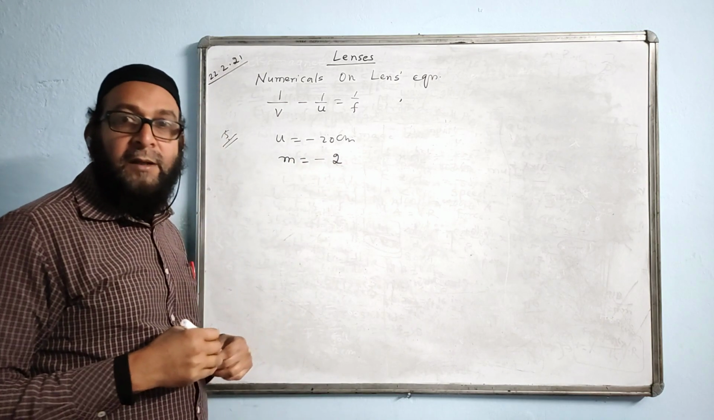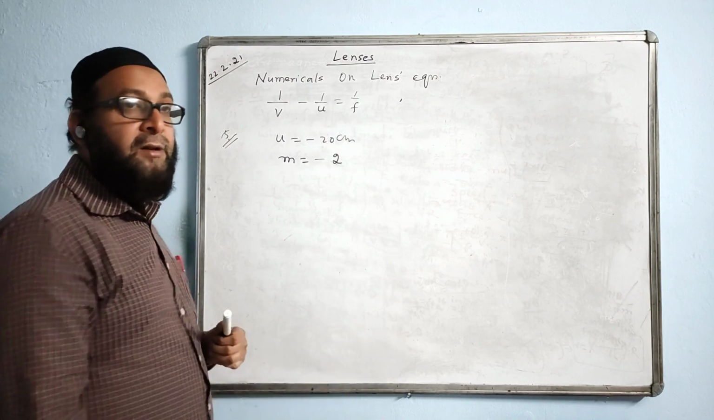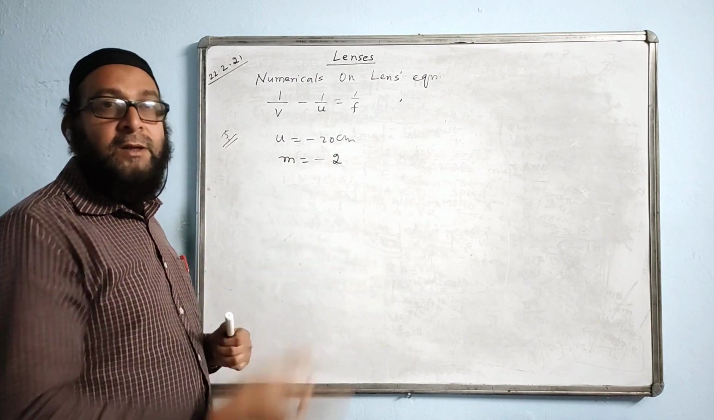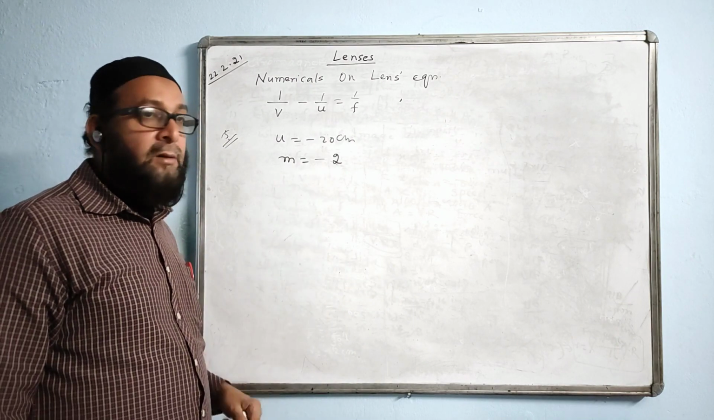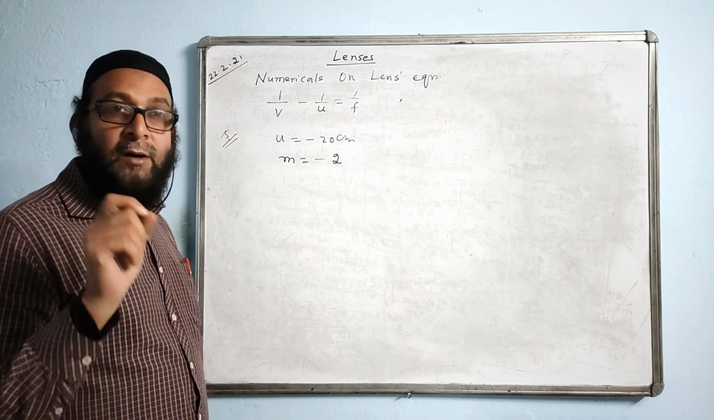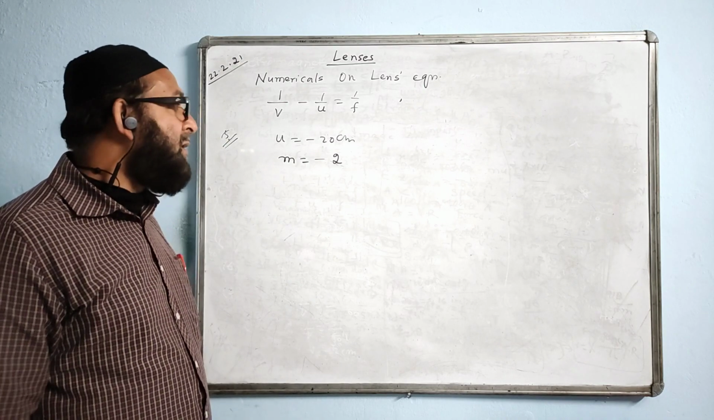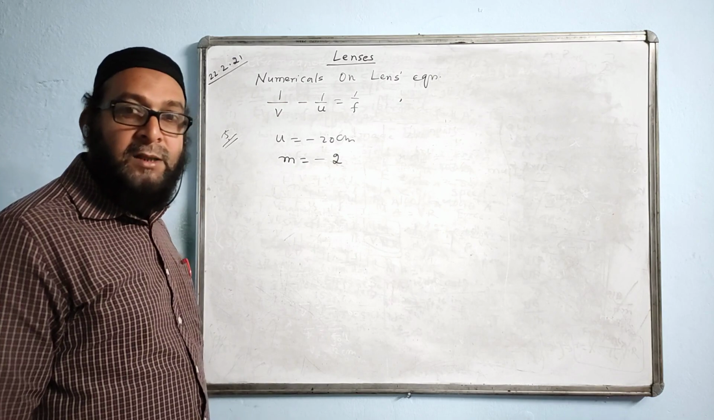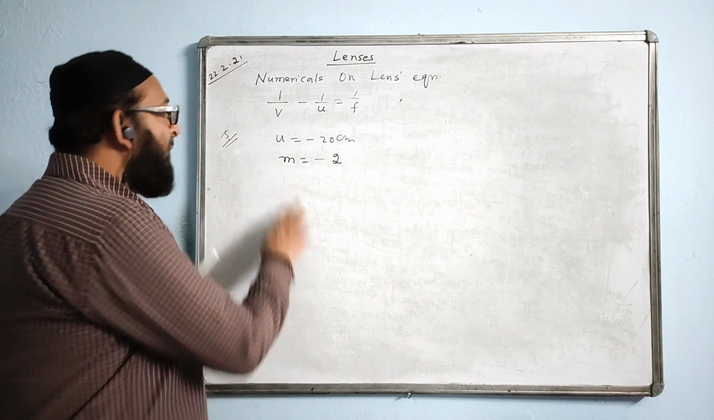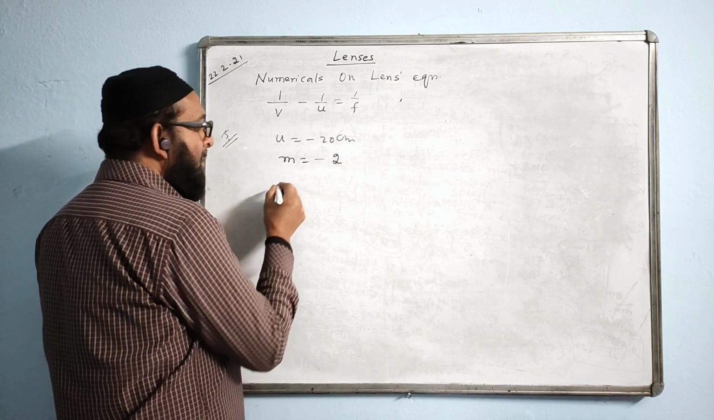Sometimes they will use the term like real image, they say image on the screen, they will say inverted image. This will all tell you that the image is real. If they don't use the term real, in that case certain clues, hints will be given. So m value is minus 2.